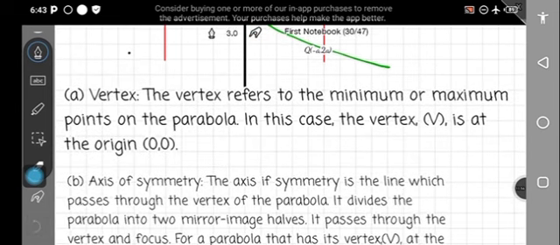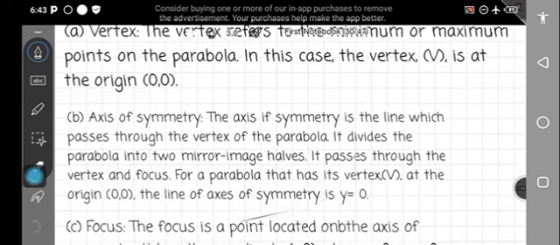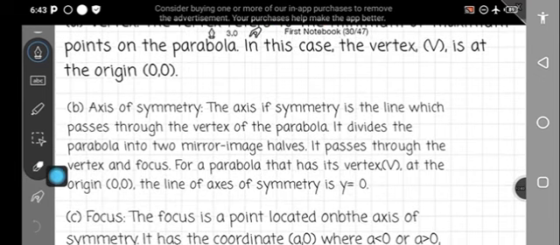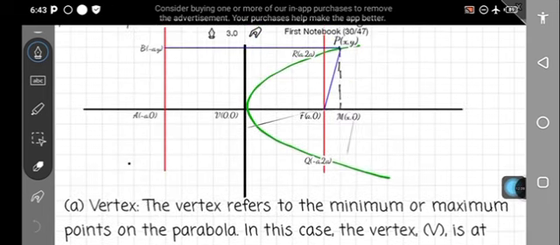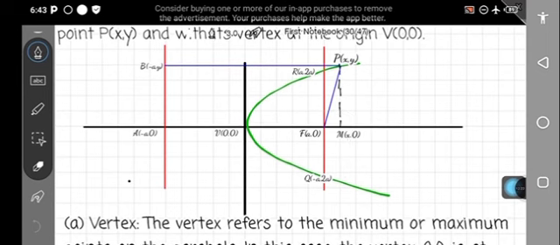The next thing we talk about is the axis of symmetry. The axis of symmetry is the line which passes through the vertex of the parabola. It divides the parabola into two mirror image halves. It passes through the vertex and focus. For a parabola that has its vertex V at the origin (0, 0), the axis of symmetry is y = 0. It's not easily seen here, but I will try to draw it. You have this parabola here, and this is what we call the axis of symmetry.